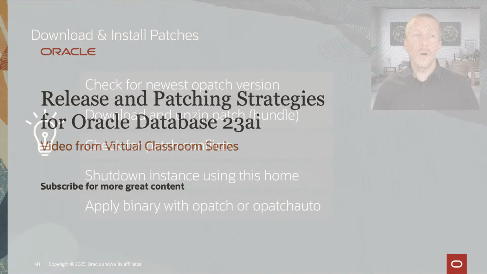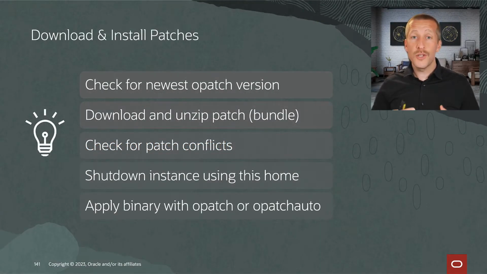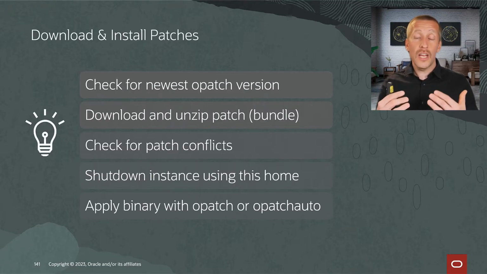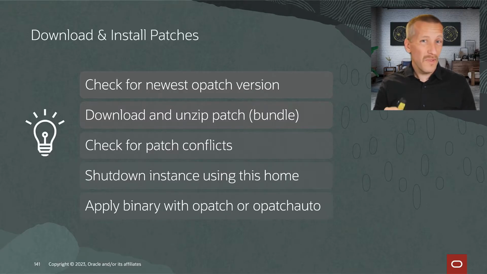This is an overview of the process. First, we check for the newest version of OPatch. We download the patch file, the zip file, from My Oracle Support. We check for conflicts. Then we shut down everything that runs in that Oracle home if we do in-place patching. And then we can apply the binary changes to the Oracle home using OPatch or OPatch Auto.